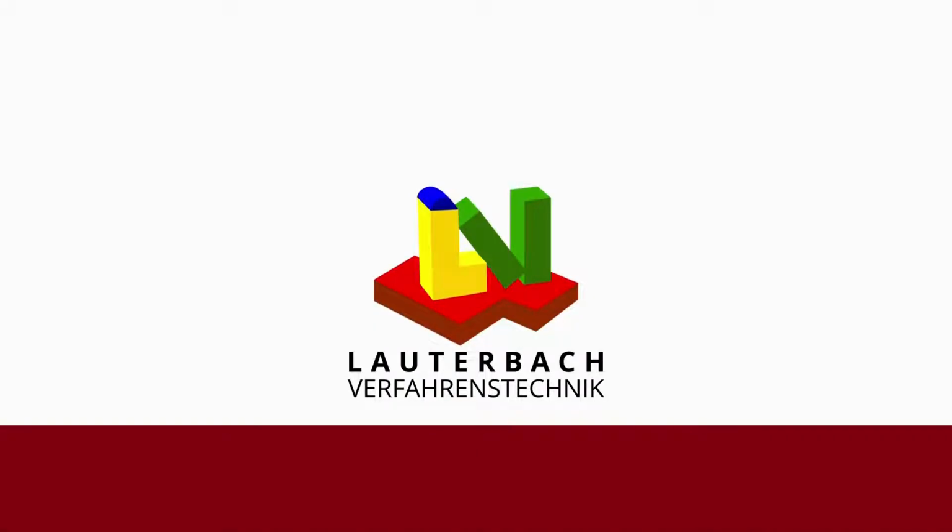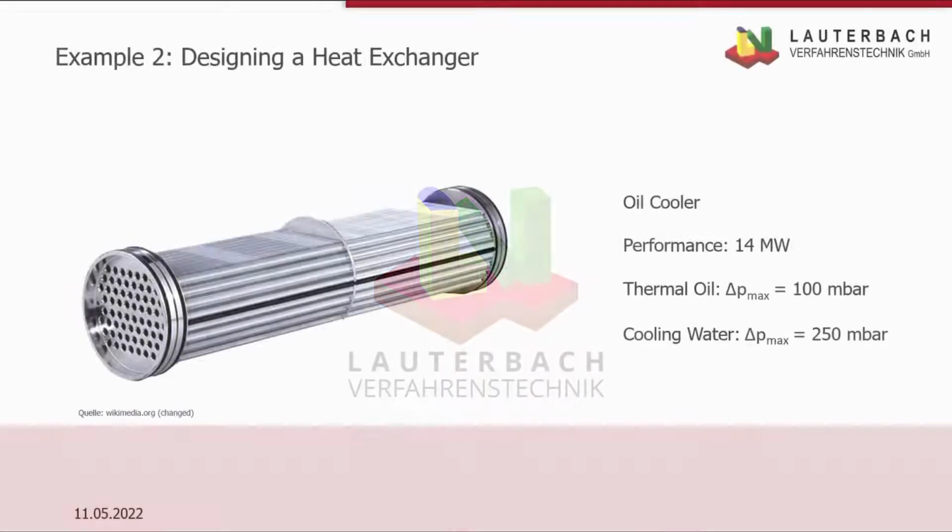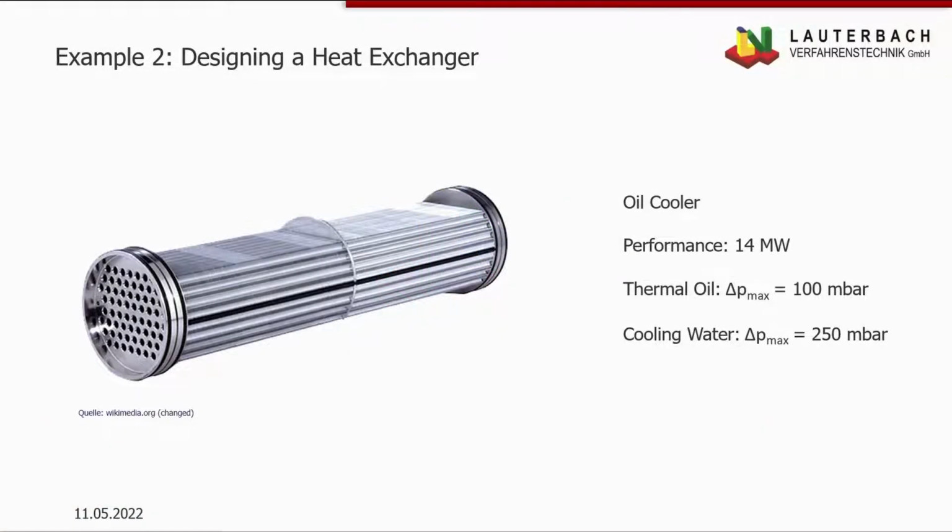Welcome to this video, where we will have a look at another designing example. This time it is our task to design a tube bundle heat exchanger for oil cooling. Its performance is 14 megawatts. The maximum allowed pressure drop for the thermal oil is 100 millibar and the maximum allowed pressure drop for the cooling water is 250 millibar. Let's get right into it.